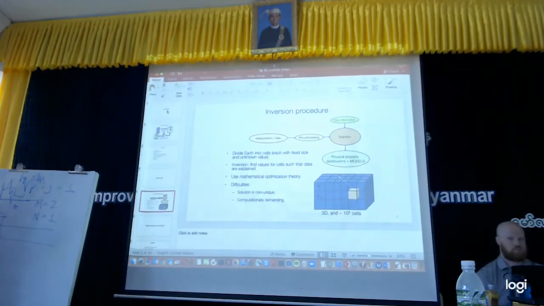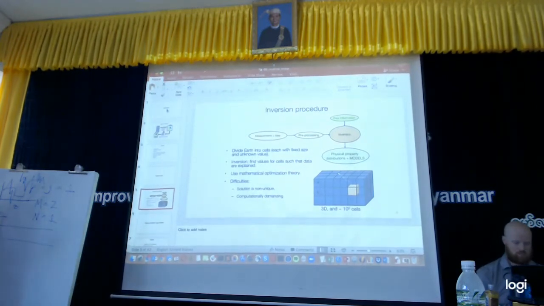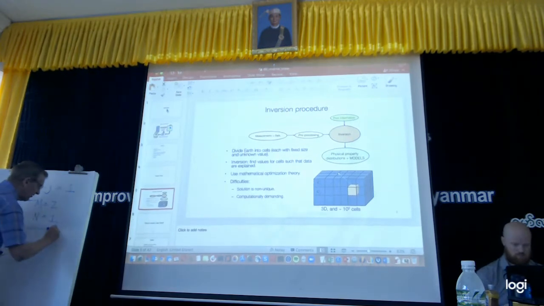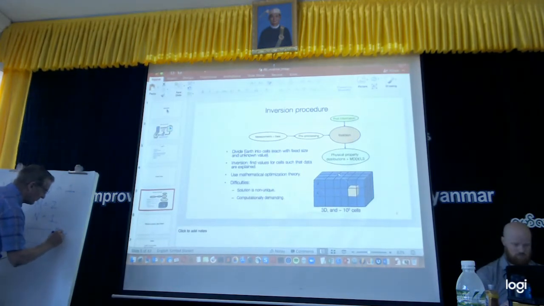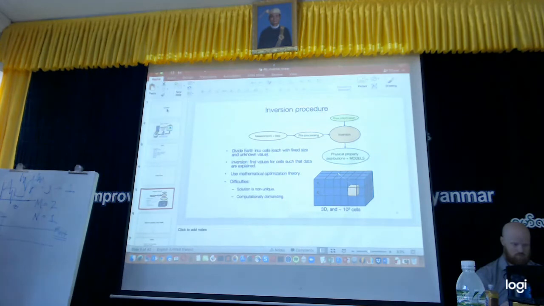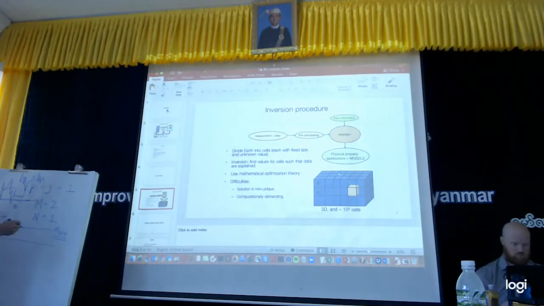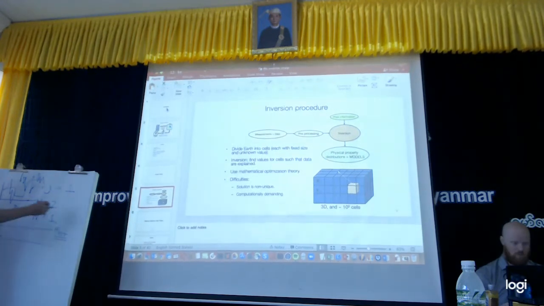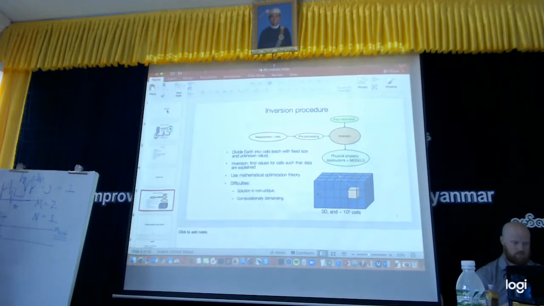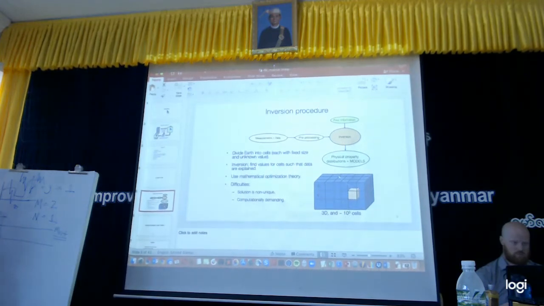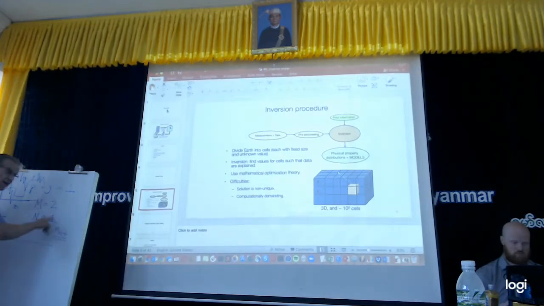So we could call this a reference model. We'd like to find a solution that was maybe close to a reference model. So that's one thing that we could put in.